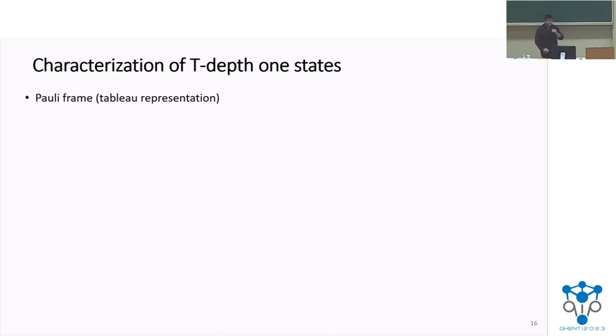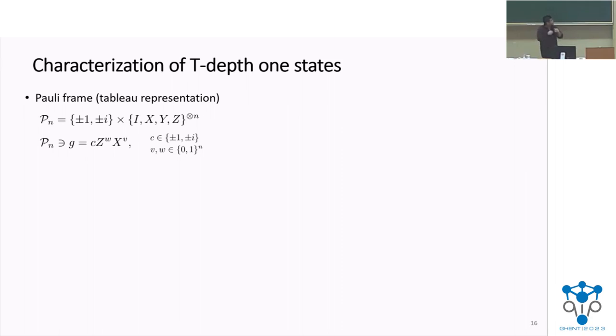So I'll just do the characterization slightly quickly of why you actually can write them down as a pseudo mixture. So you actually need the notion of a Pauli frame, which is also called the tableau representation, and used in simulation. So here I'll just denote P_n as the Pauli group, so it's the n-fold product over the single qubit Pauli operators with some coefficients.